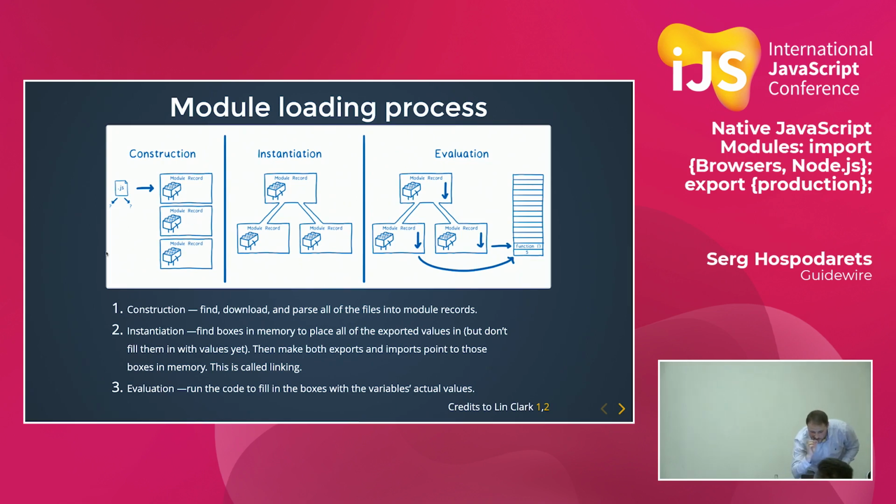In the instantiation phase, it actually finds boxes in memory for exports and imports and puts them together. But the values are still not there. So a bit strange, yeah? Only in the third place does the execution of every script happen, putting in the values.